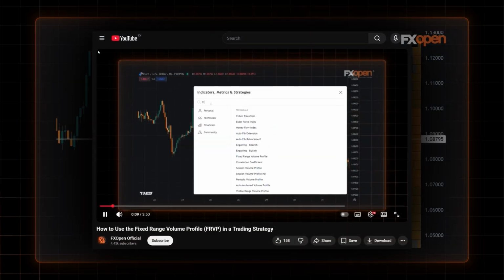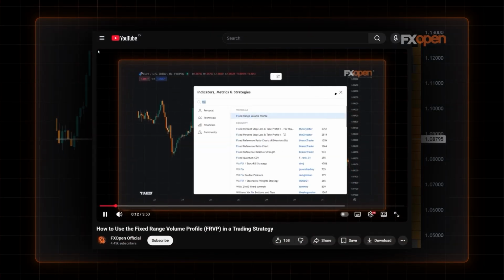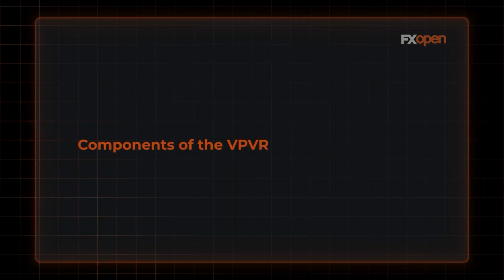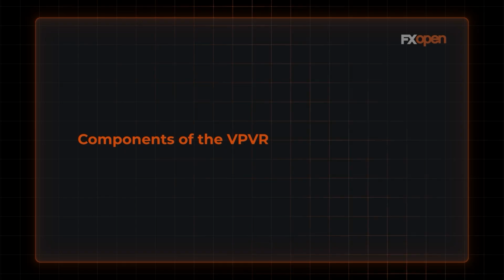There's also a related tool called the Fixed Range Volume Profile, which lets you select the exact start and end points for analysis, popular for studying specific market phases or price swings. Let's break down the key components of the VPVR.